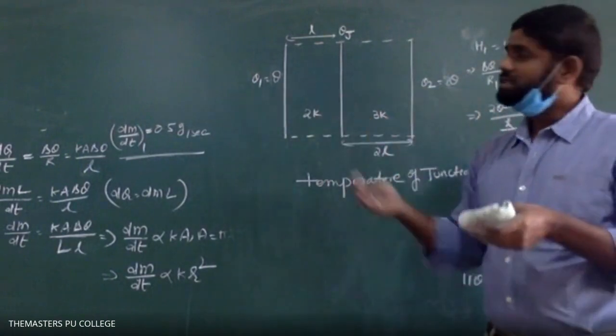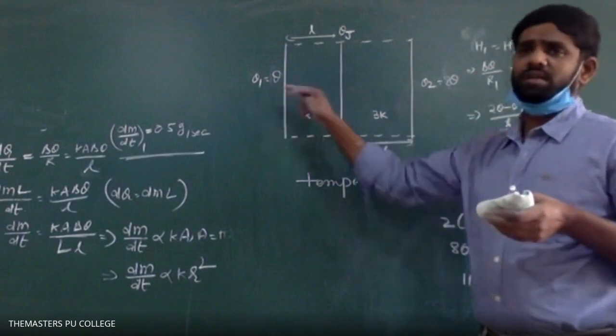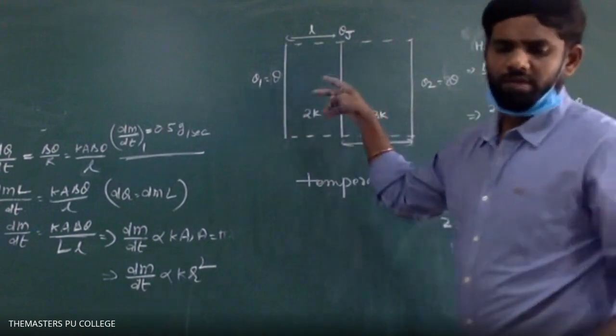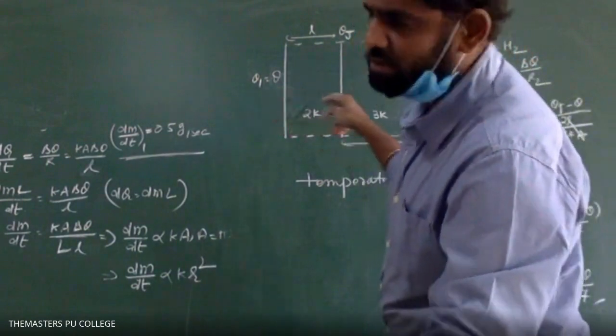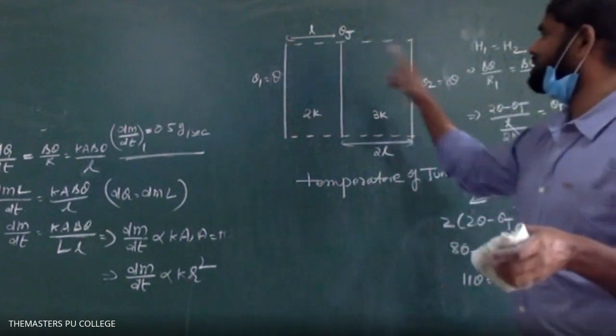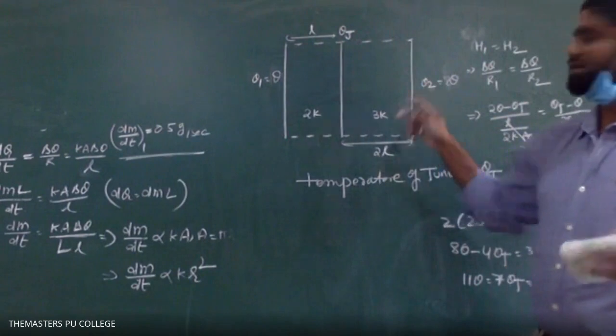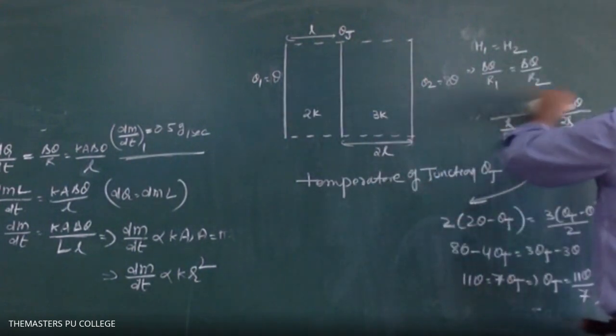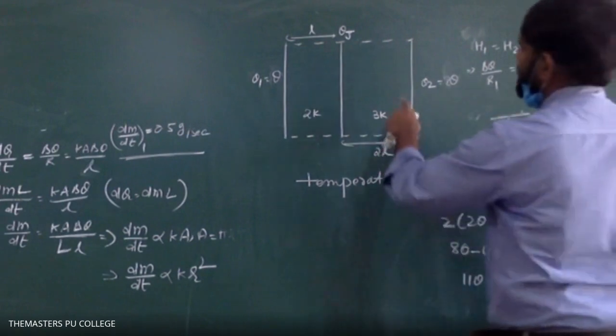We have insisted on heat transferring along this direction. That's why we have reversed the directions. Understand this one? They have given the order theta and 2 theta. Now we have taken 2 theta and theta. So now we can make this direction easy.